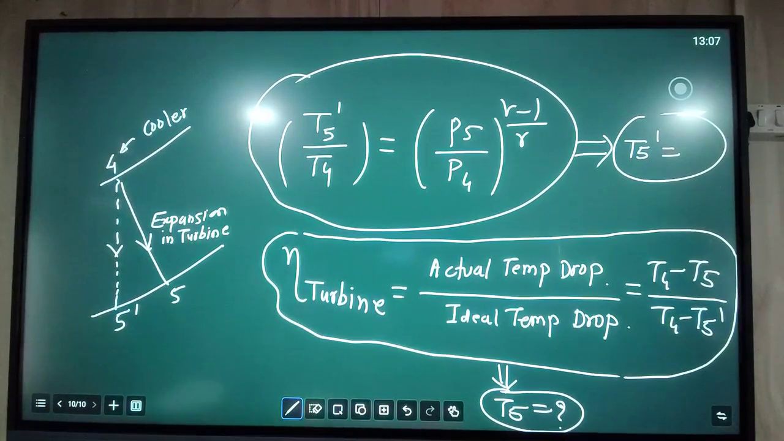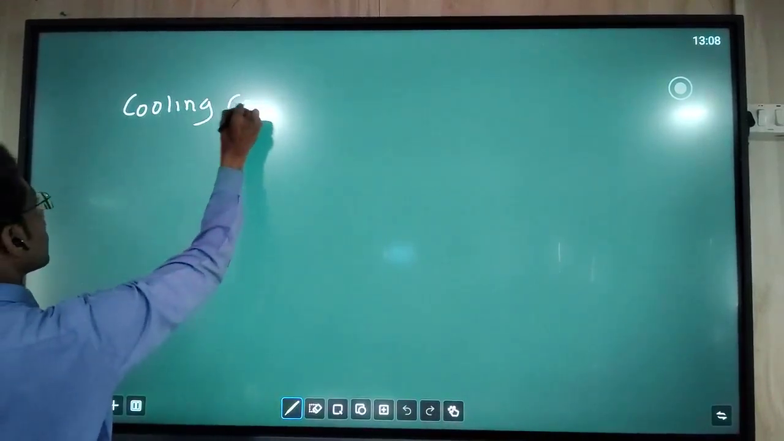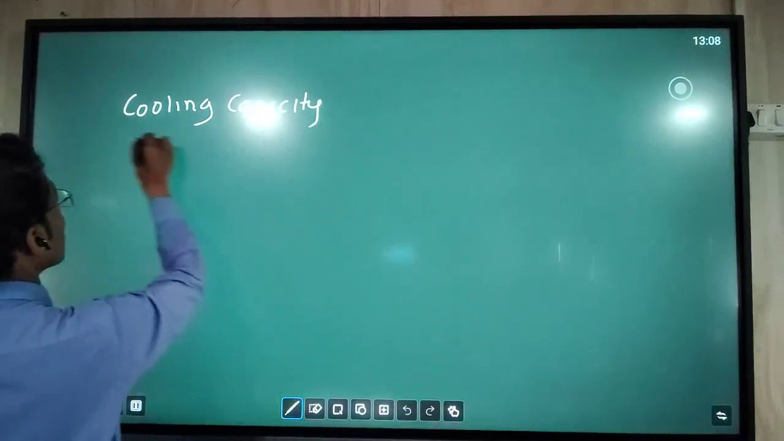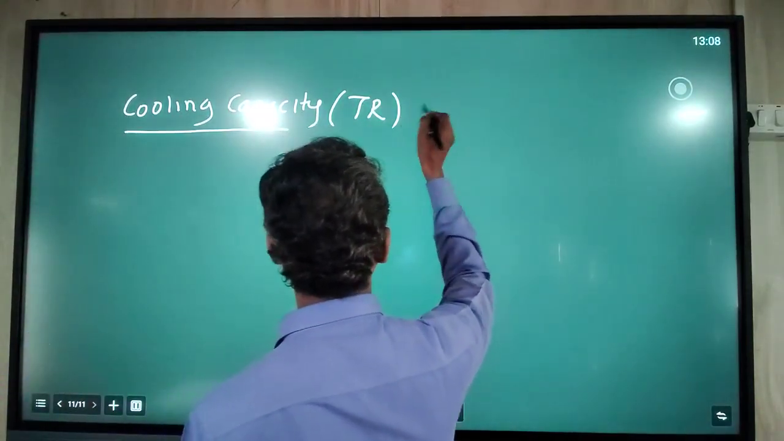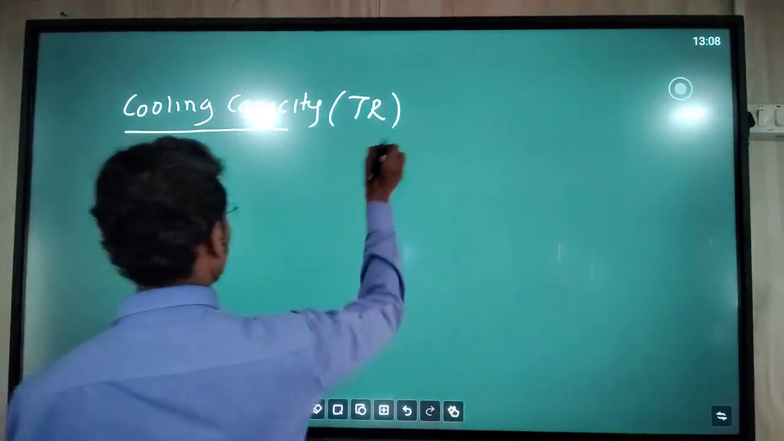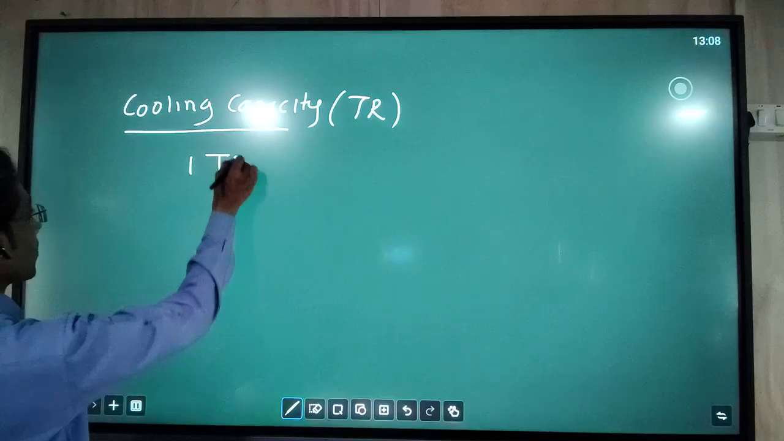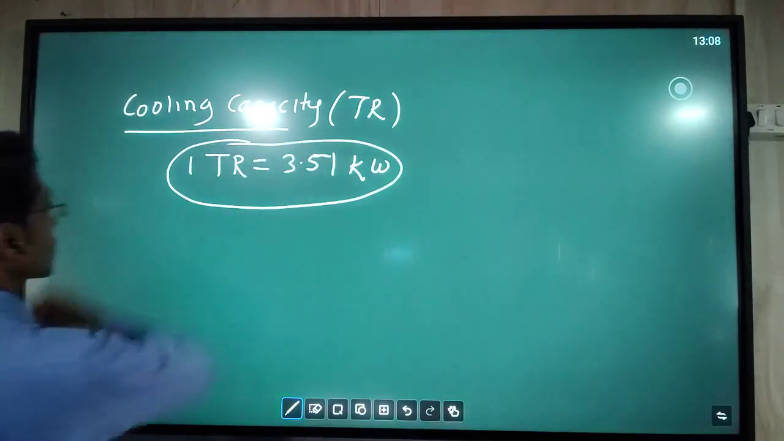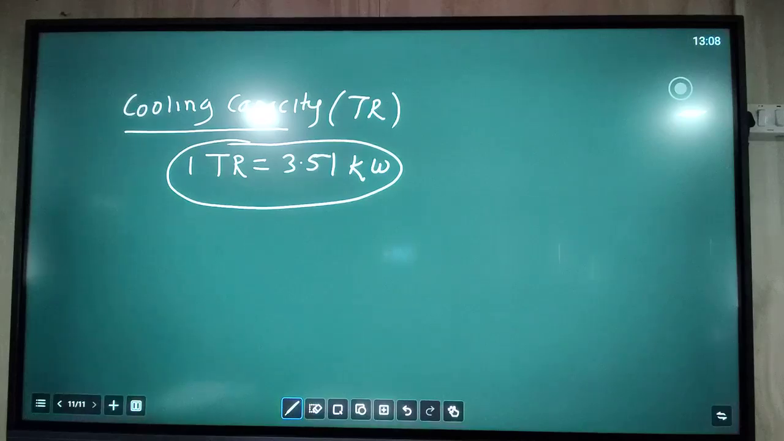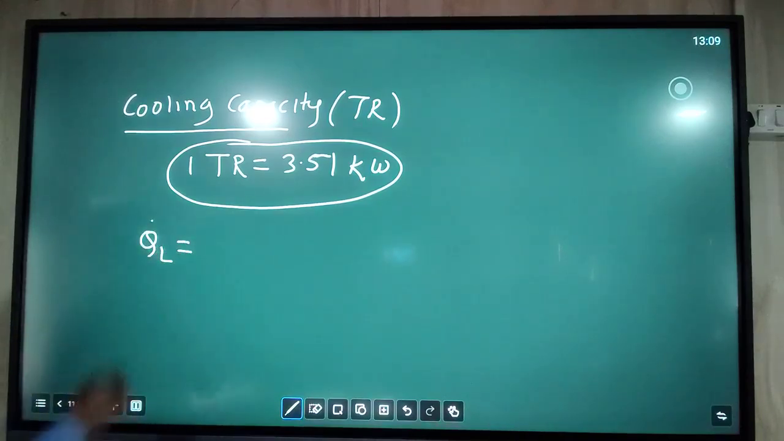Now the further part is to find the cooling effect or capacity. So the cooling capacity of the system, if in the examination or in the paper it is given in TR, that is ton of refrigeration, then that value we have to convert into kilowatt. There is a conversion factor: 1 TR is equal to 3.51 kilowatt. So this relation we can use in finding the value of cooling capacity in kilowatt. Cooling capacity is given by Q dot L, that is the cooling load.